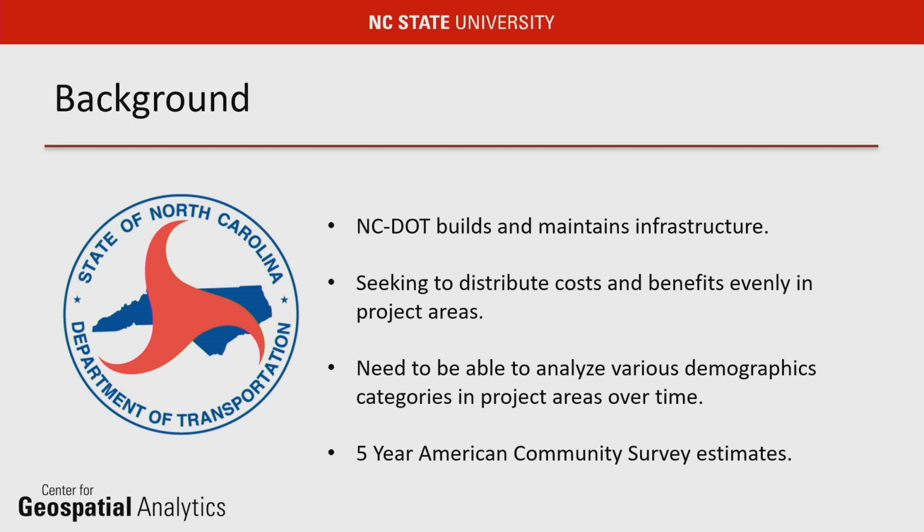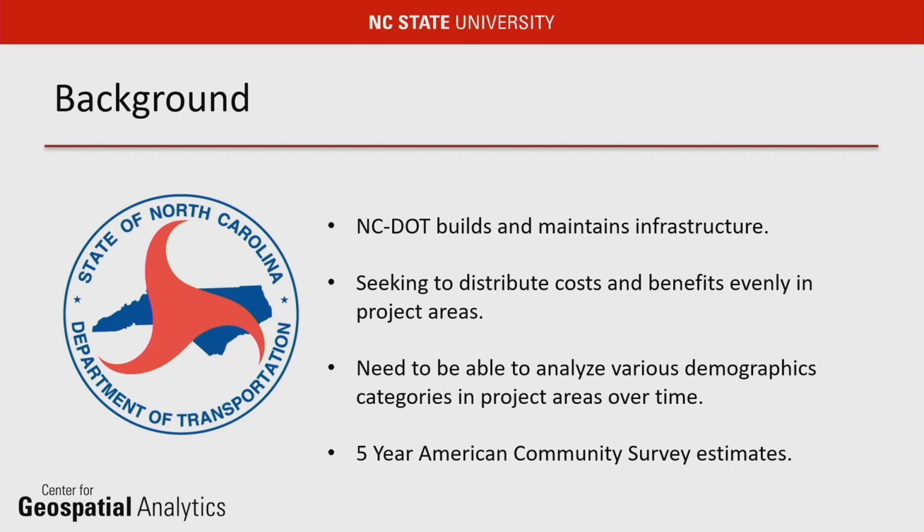So the scenario here is that the NCDOT builds and maintains infrastructure, obviously, right? And as they're building infrastructure, they're seeking to distribute costs and benefits of various projects evenly. And in order to understand what types of people, what communities could be impacted, they need to be able to look at census data quickly. They need to be able to compare different geometries. They need to be able to compare different tables and fields.